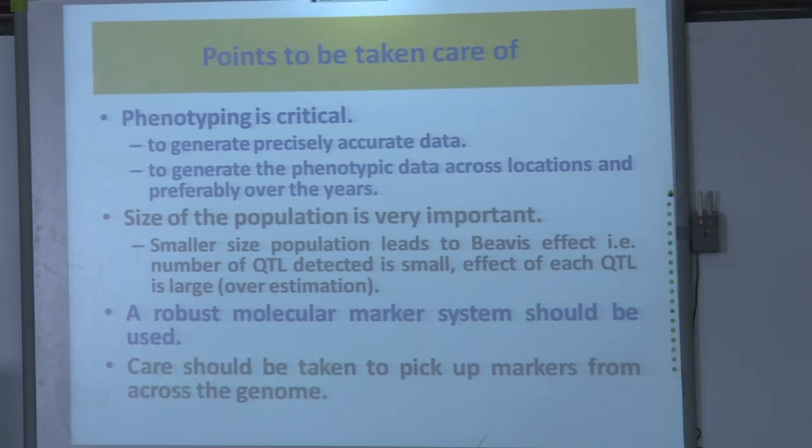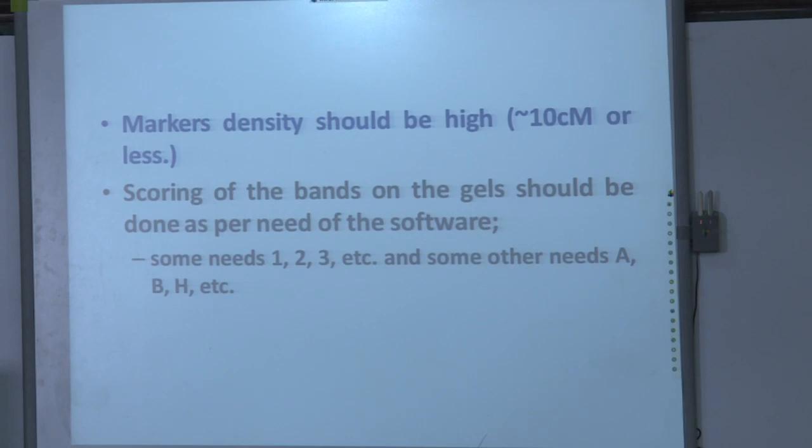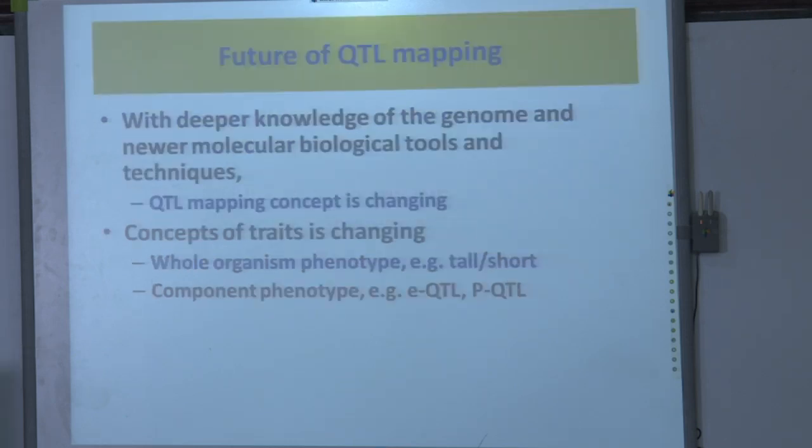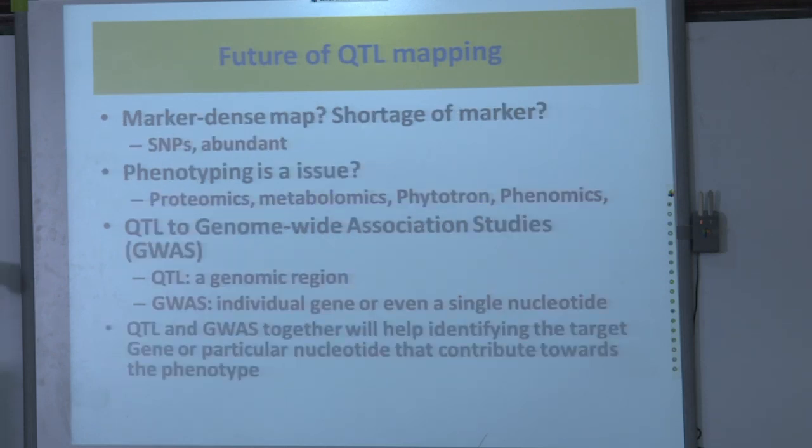Yeah, marker segregation is also there. Marker density should be high, and scoring I told you, we take care of those. These are the points you should be careful about. How to score, how to take the data, phenotyping, all right. But you are in a post-genomic era, so you see things from a different perspective. This is what we have discussed in my generation.